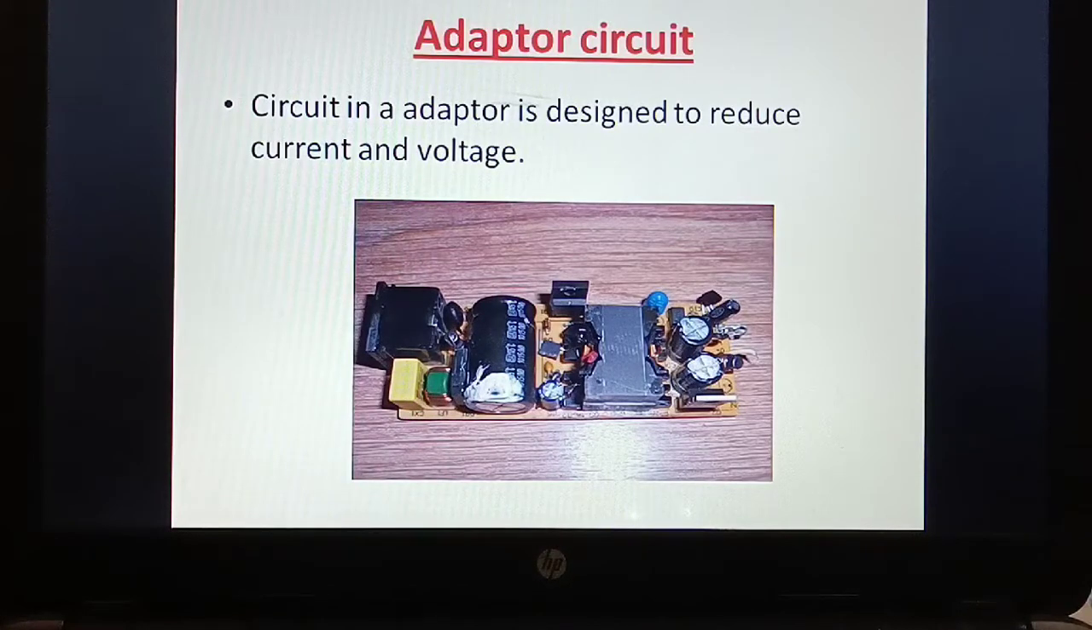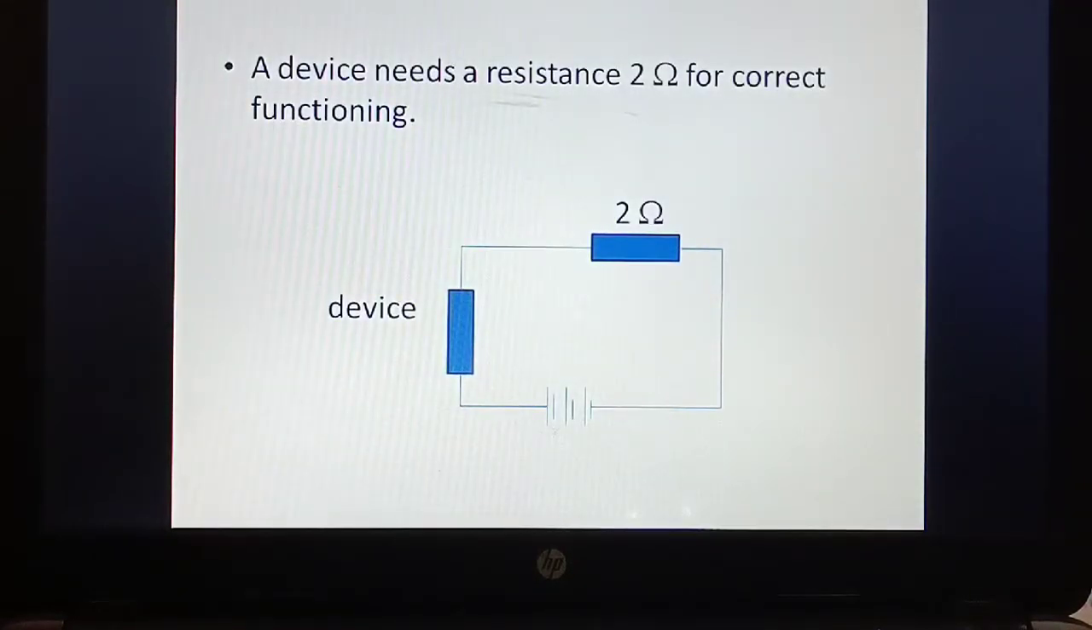The circuit is designed in such a way that you can change the voltage and the current, but how? By changing the resistance of the circuit. Now how can we change the current or the voltage by changing the resistance? We shall learn that. So let us learn resistance in series.